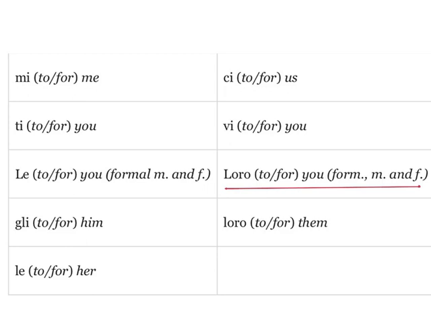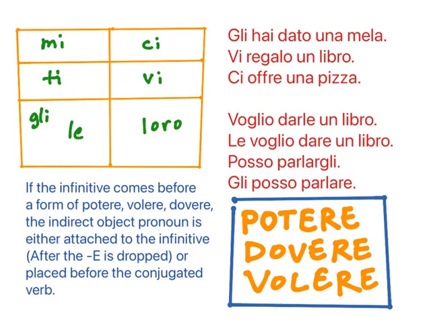Okay, you need to memorize this table by heart. You need to memorize it. There is nothing here to understand. It needs to be memorized, okay? Because it is somewhat arbitrary. So let's see some examples.